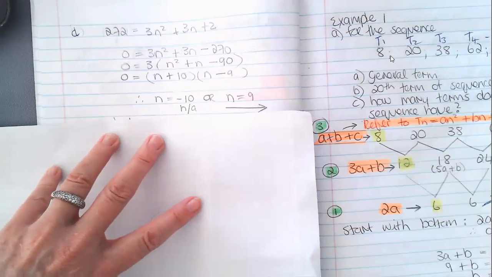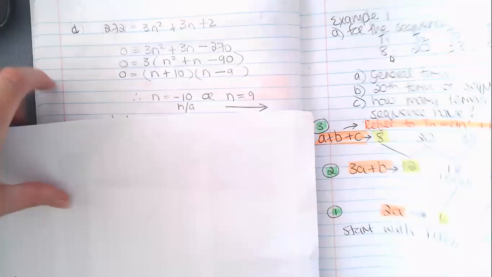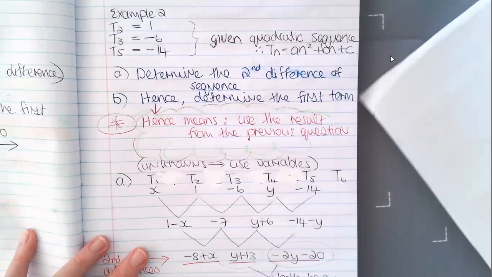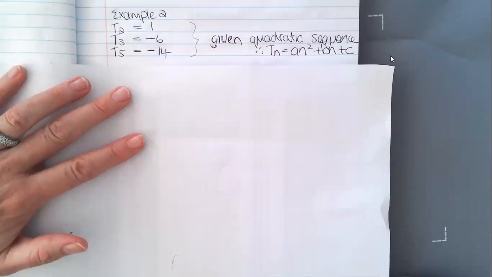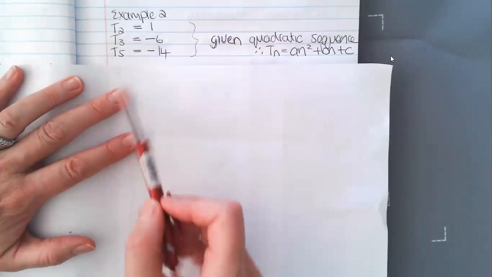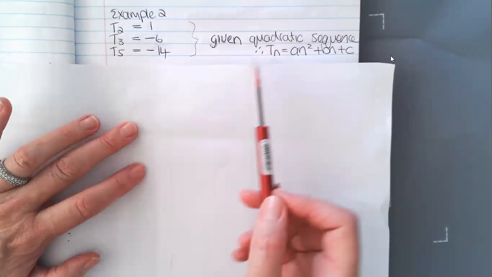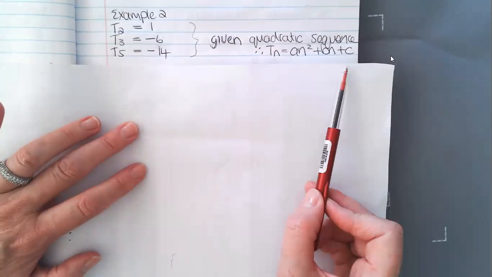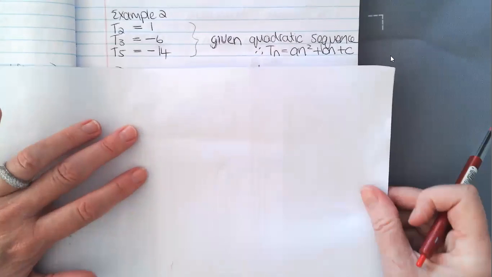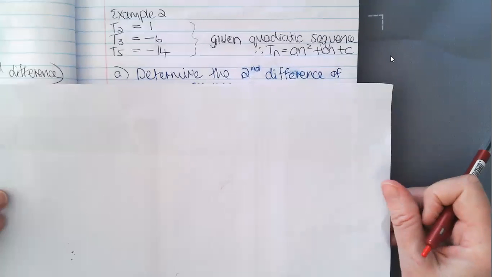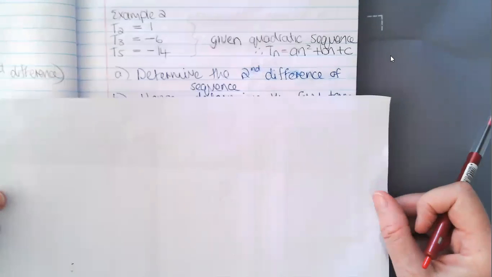272. The second example. This is what they give us. T1, T2 is 1, T3 minus 6, T5 minus 14. It is given that it's a quadratic sequence. Tn equals an squared plus bn plus c. Determine the second difference of the sequence.